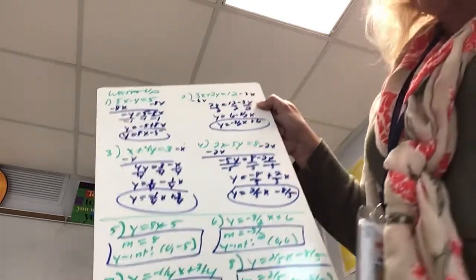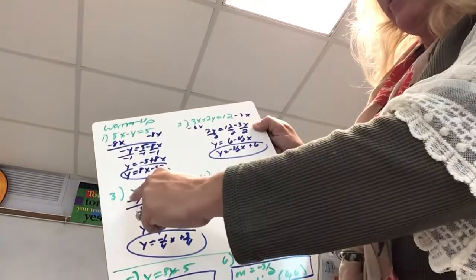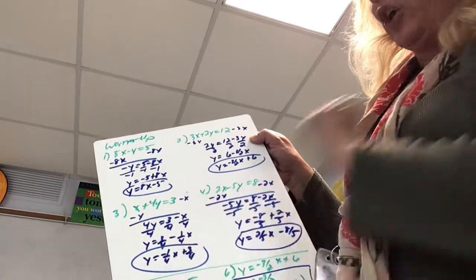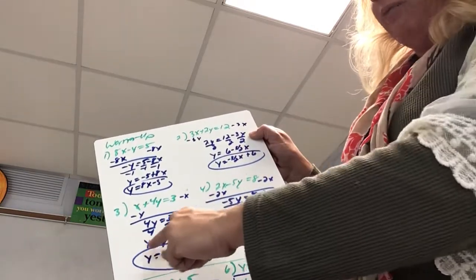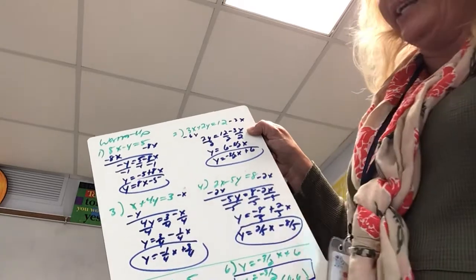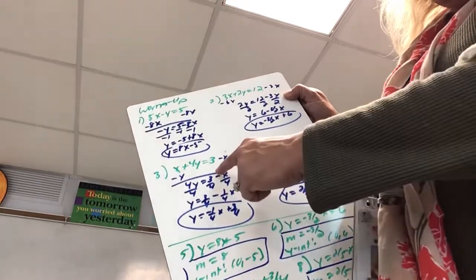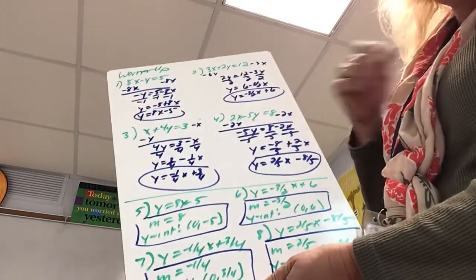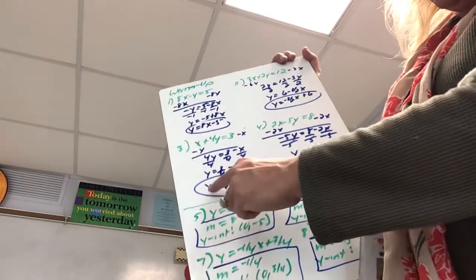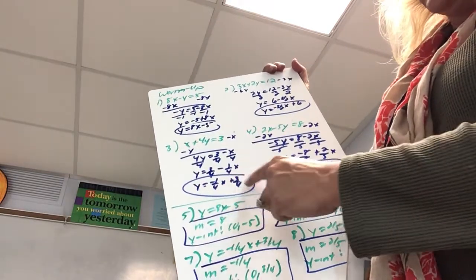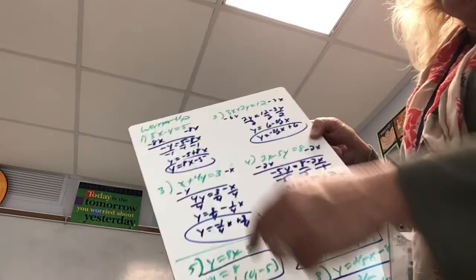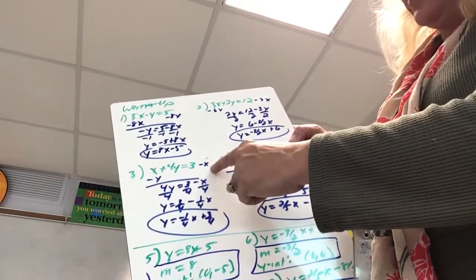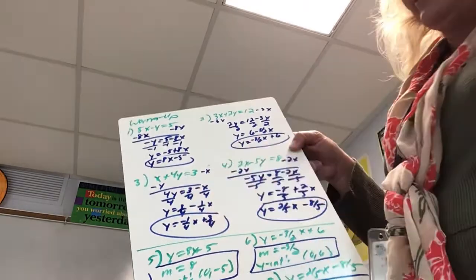Number 3, getting y by itself. The first thing I have to move is the x, so I'm going to subtract x. And the next thing I have to do is divide every term by 4. So I will have y equals 3/4 minus. Now, I could write that as x over 4, but I would encourage you to put the 1/4 x, because then you can see what the slope is. Putting this in slope-intercept form, y equals negative 1/4 x plus 3/4. So remember, just a reminder, when you're moving your x, you're adding or subtracting it.